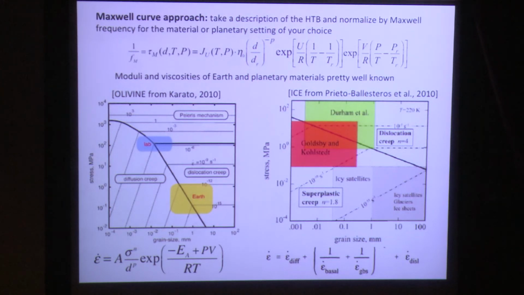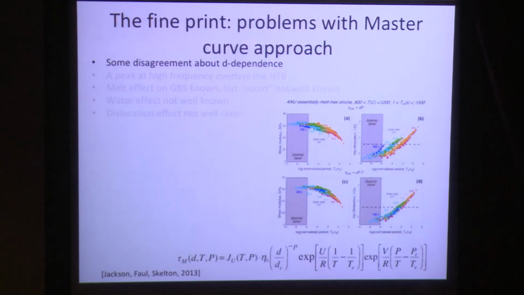Now, I don't have a lot of time, so I just wanted to go through, because I really wanted to sell you on using this master curve approach and normalizing by Maxwell frequency, and let's start there. But there are a couple of problems, and I want to make sure to let you know about the fine print. So the Maxwell frequency scaling just depends on the modulus and the viscosity. They're related to temperature and pressure, so we can use this as a way to scale. Now I've converted it to time scale. So Maxwell time for you, sorry.